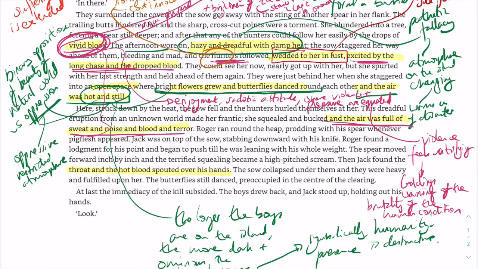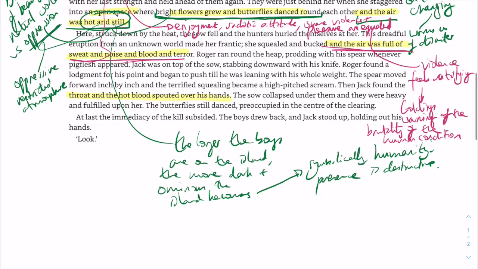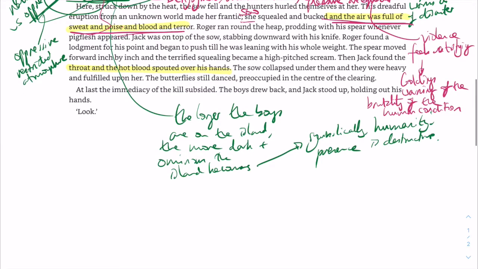So, with our penultimate reference to blood in this passage, "and the air was full of sweat and noise and blood and terror." So we have a movement here from concrete nouns, sweat and blood, towards terror, which is an abstract noun. And as we do this, we see the way in which the sow is defined in concrete terms.